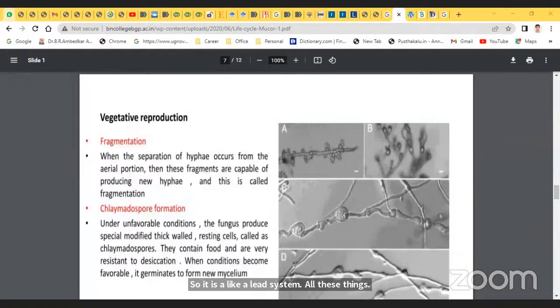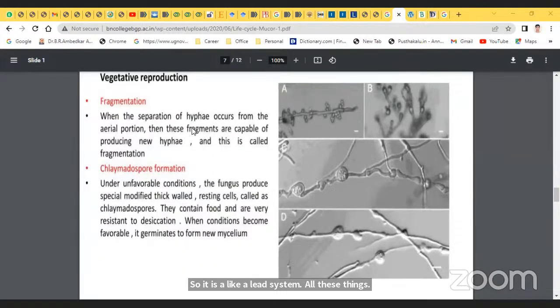What exactly is fragmentation? The aerial portions, like small leaves, buds and stems, whatever they may be, when separated from the hyphae, the fragments are capable of producing new hyphae, and this is called fragmentation. Clear?